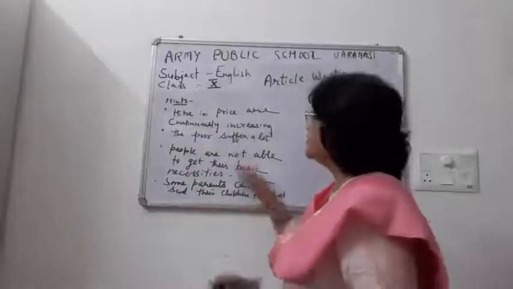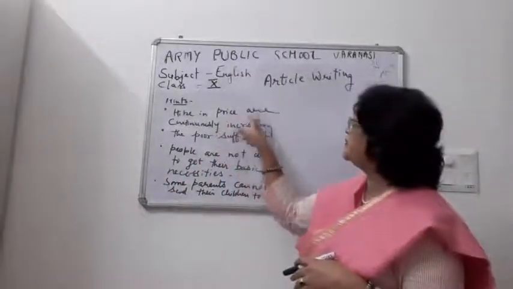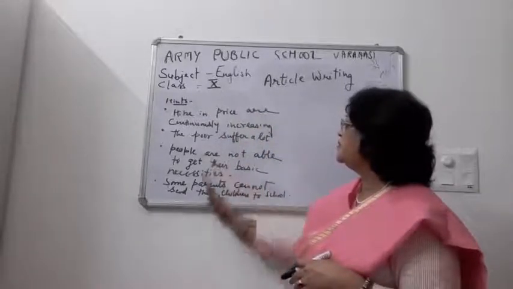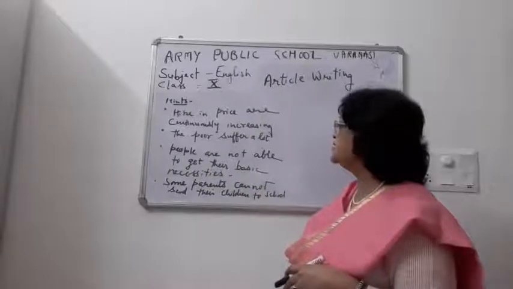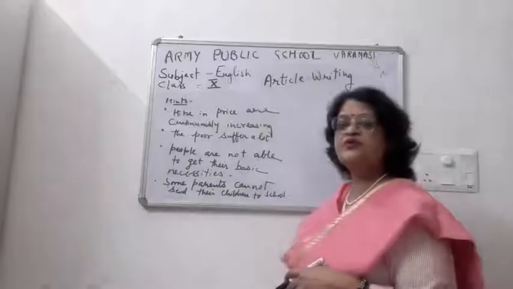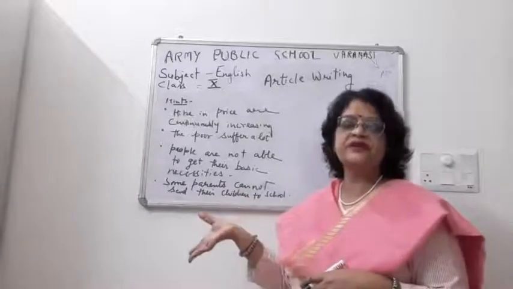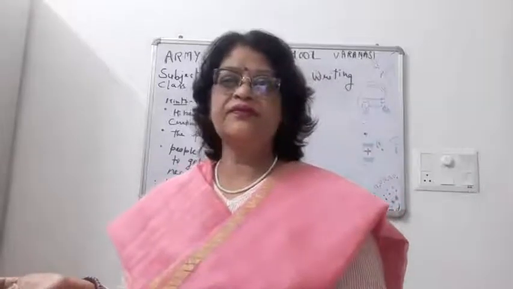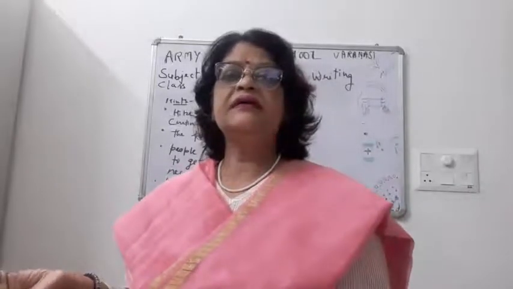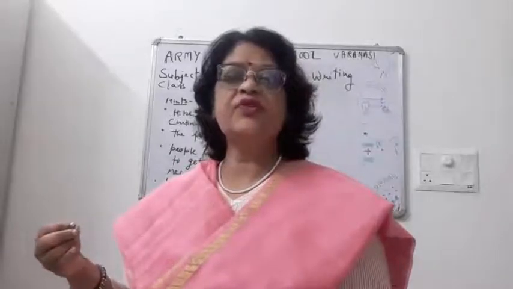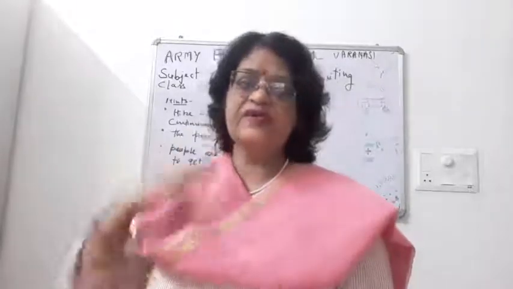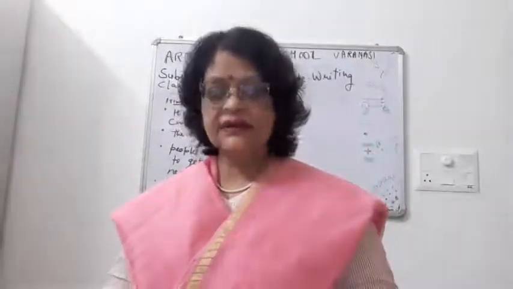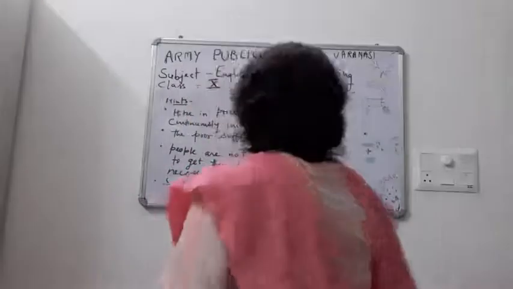Then I will read the hints once again. Hike in prices is continuously increasing. The poor suffer a lot. People are not able to get their basic necessities. Some parents cannot send their children to school. This is only 50% of it. The other 50%, children, you have to think and write. Okay, hints are given so that you will know something about the topic, and the rest you have to create on your own. So now children, these were the hints, and now how you will write your article as per the format.